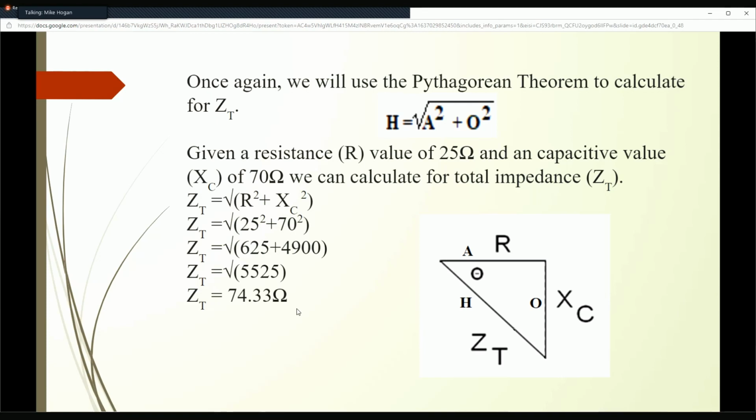Now, here's one good thing that you guys obviously are well aware of: you're not going to have a calculator on the test. You're not going to see any calculations that look like that.